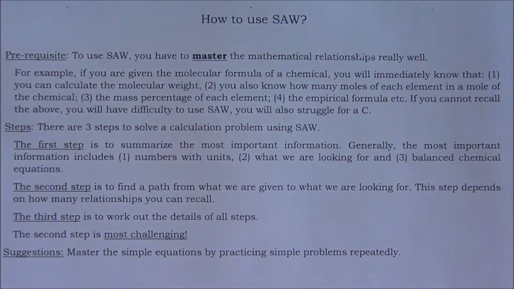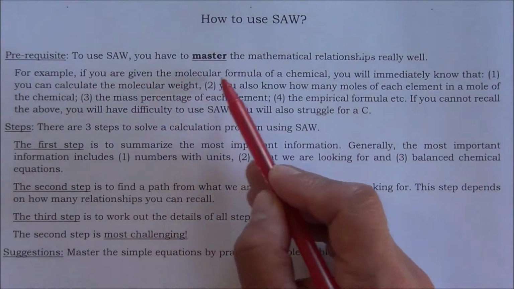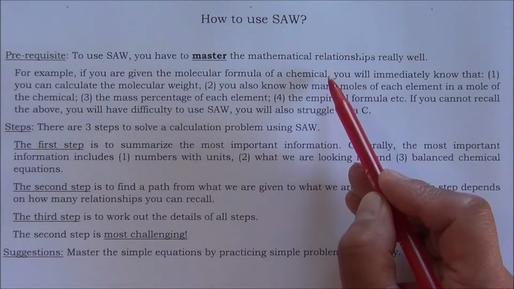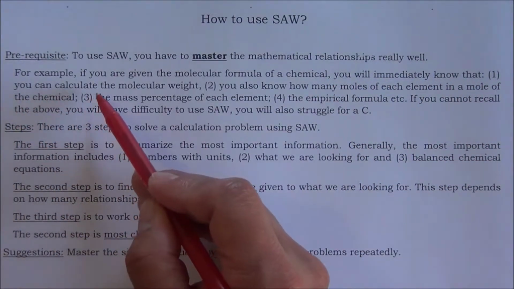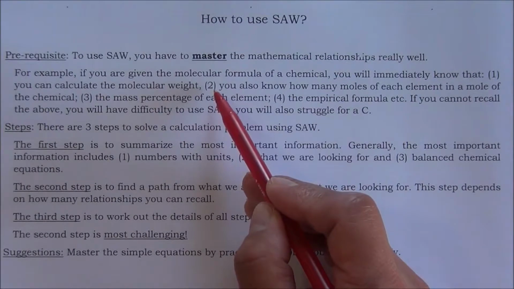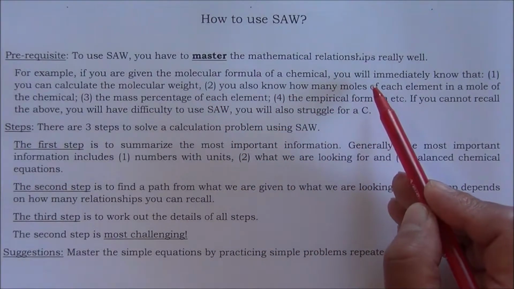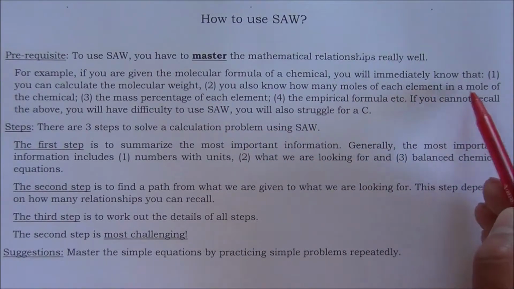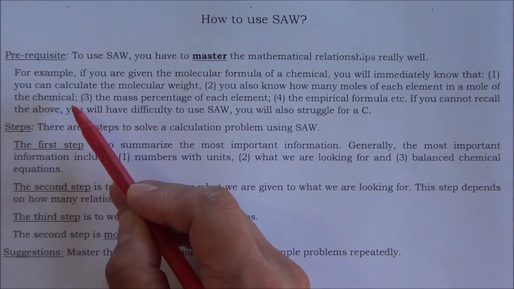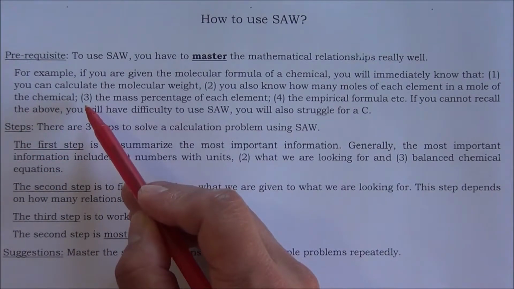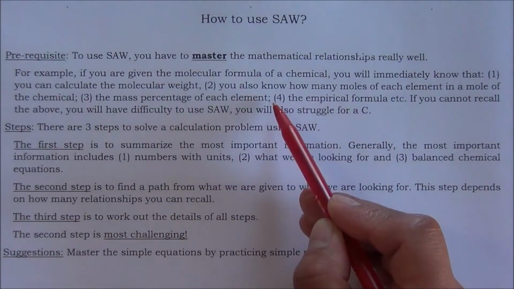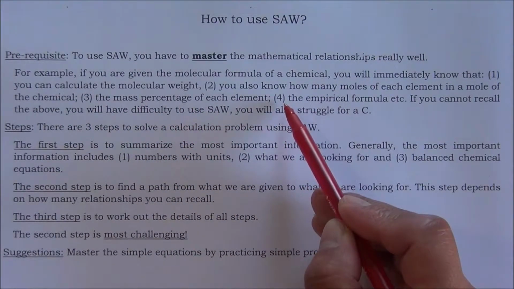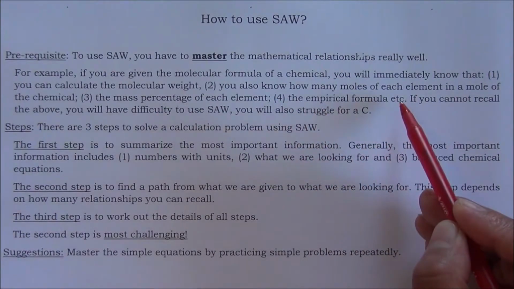Really well means if you are given the molecular formula of a chemical, you will immediately know that, first, you can calculate the molecular weight. Second, you also know how many moles of each element in 1 mole of the chemical. Third, you also know how to calculate the mass percentage of each element. Fourth, you also know the empirical formula.